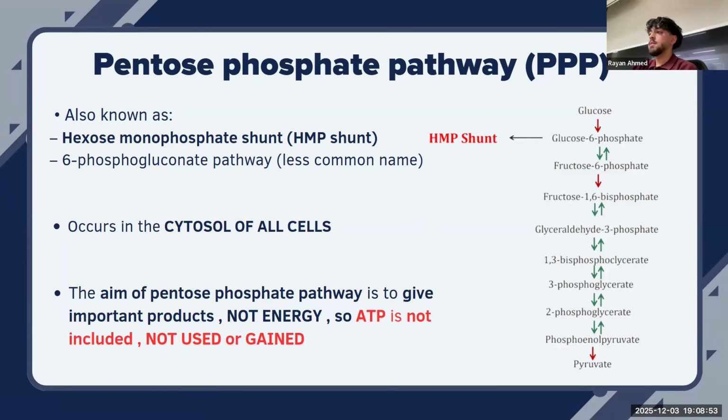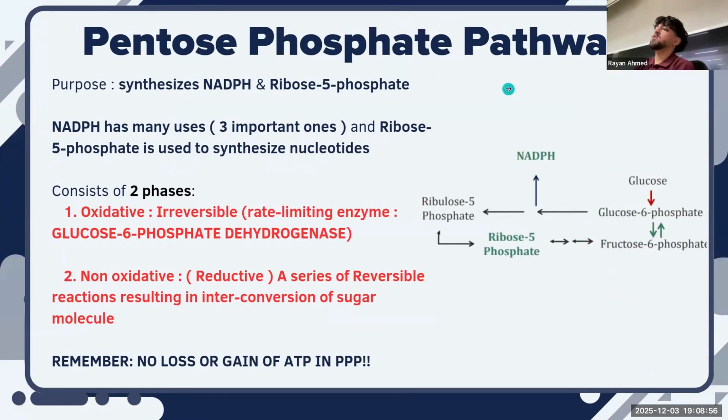Okay, let's move on. Again, we're going to be revisiting concepts throughout the lecture, so I need you to link things together. The purpose of the pentose phosphate pathway is to synthesize NADPH and ribose 5-phosphate. NADPH has many uses, but I need you to only know three important ones, which we're going to discuss later on. Ribose 5-phosphate is used to synthesize nucleotides. I need you to know this. Ribose 5-phosphate, a product of the PPP, is used to synthesize nucleotides.